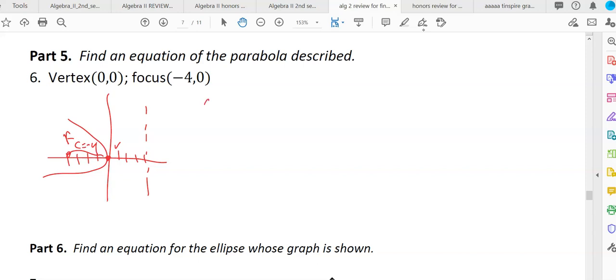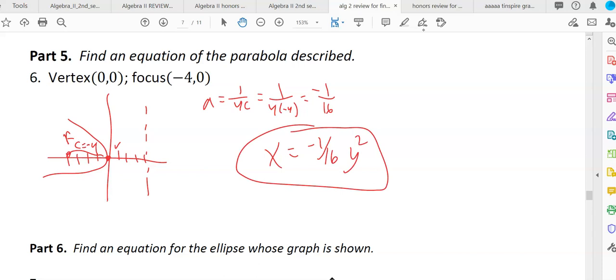So I need to find a. So a equals 1 over 4c. So 1 over 4 times −4, so −1/16. So x equals −1/16 y². So the parabola is opening left.